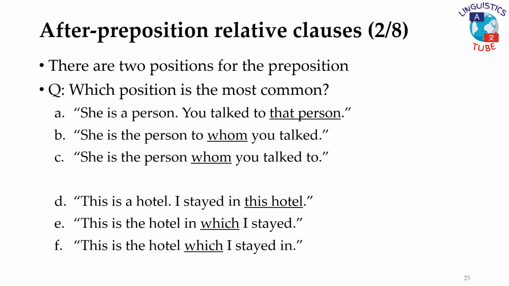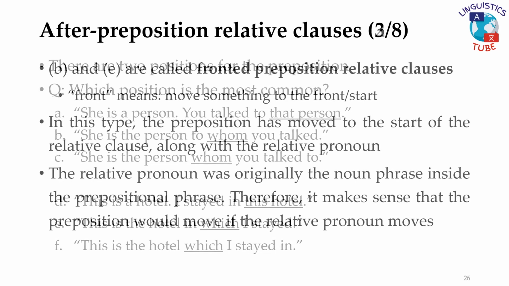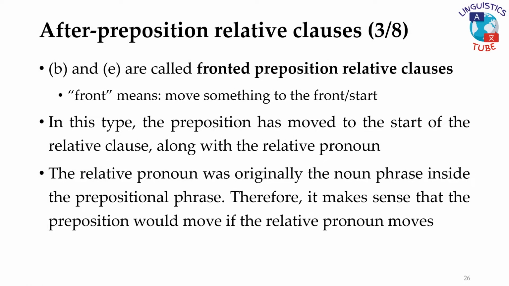Hopefully you agree with me that the most common and natural sounding position is C and F, where the preposition is at the end of the sentence. Let's now explore these two positions in more detail. We can, in fact, give names to these two types of relative clause. On the previous screen, sentences B and E are called fronted preposition relative clauses.